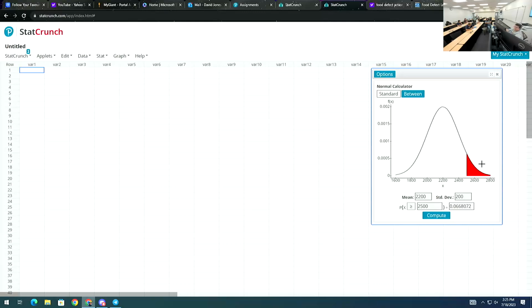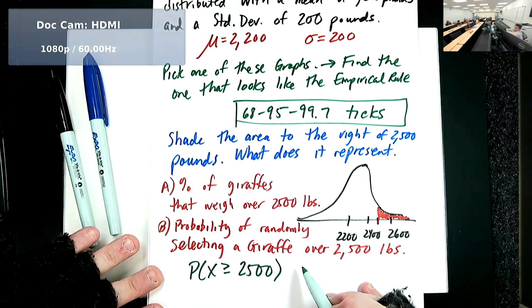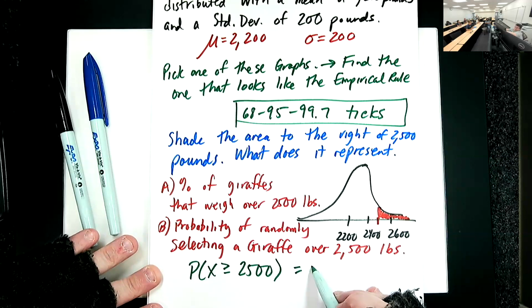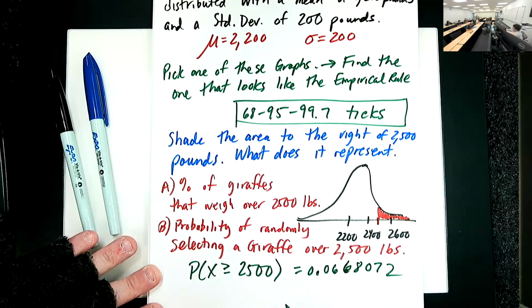You click on standard, you put in the mean, the standard deviation, you put in the amount, and it is giving me the probability that x is greater than or equal to 2,500 is 0.0668072. If I wanted to write it as a percentage, 6.68%.